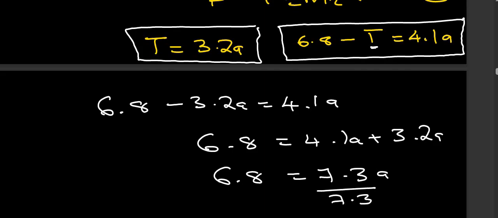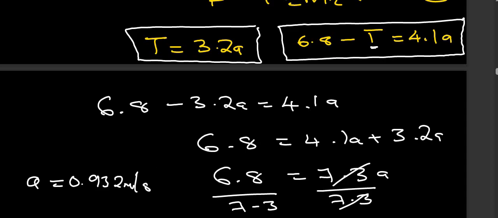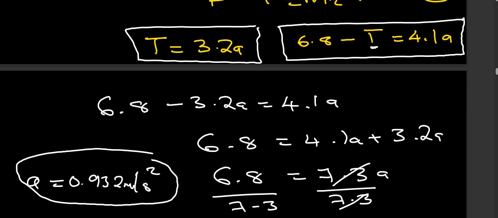You can divide by 7.3 and also 7.3 so that we get our acceleration. Your acceleration, by the time you divide this, I think should be the one they got here, which is 0.932 meters per second squared. This is your acceleration. Once you get your acceleration, you can replace it in this equation. Then you know the tension, the force with which M1 was pushing against M2, or the force with which M2 was pulling M1. So you can say that in two ways.